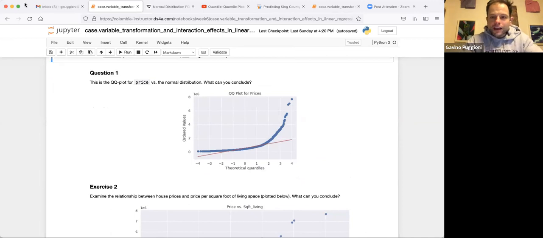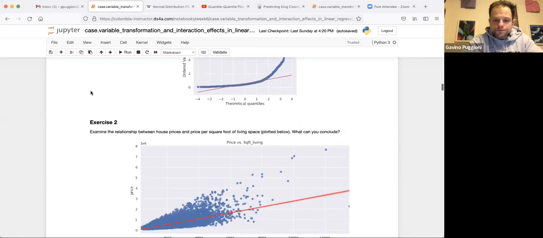Now, exercise 2. Remember, when we talked about linear regression, we said that if you have just one variable to predict a response, the relationship between the predictor and the response should be linear.